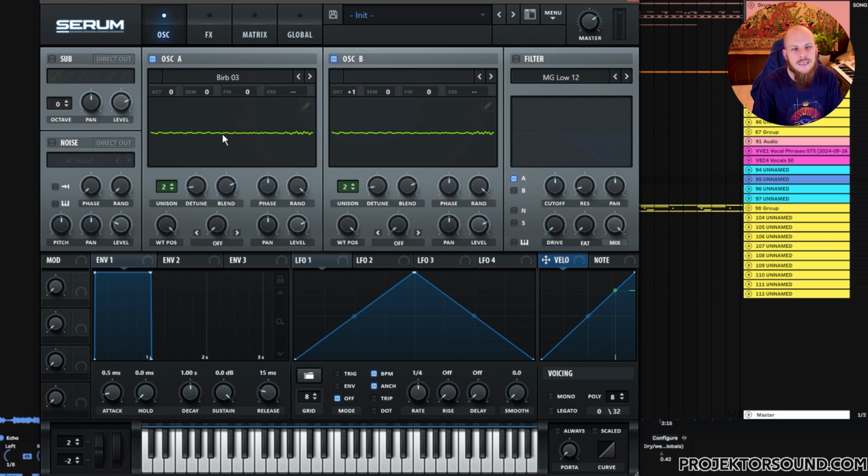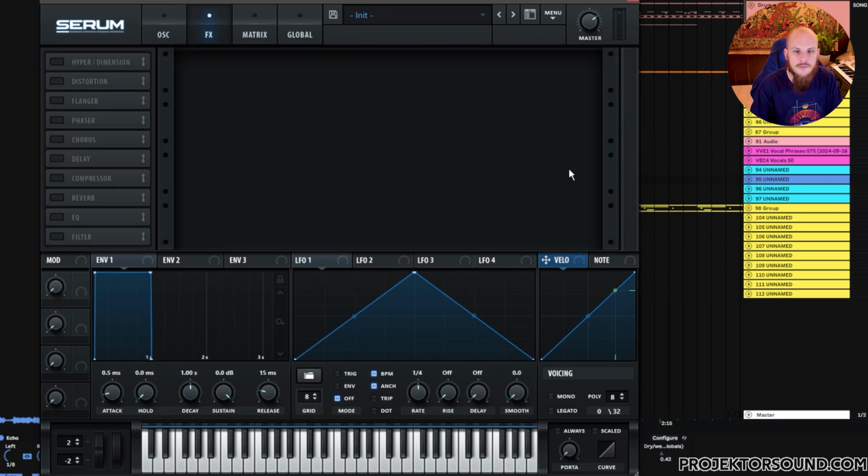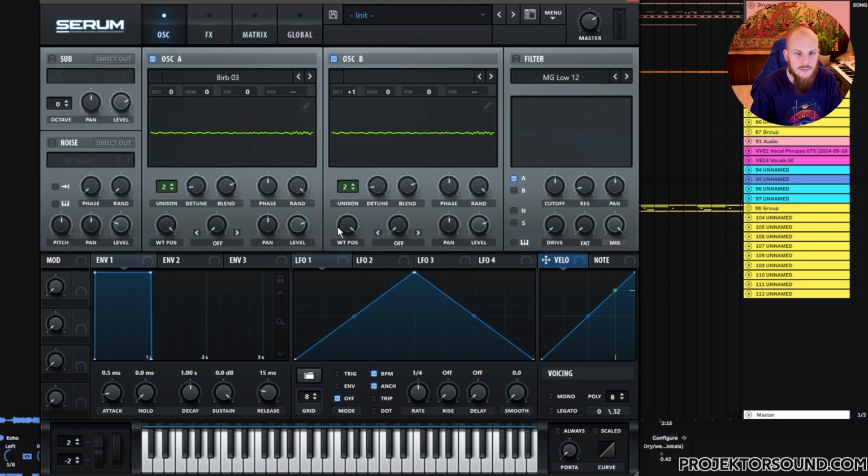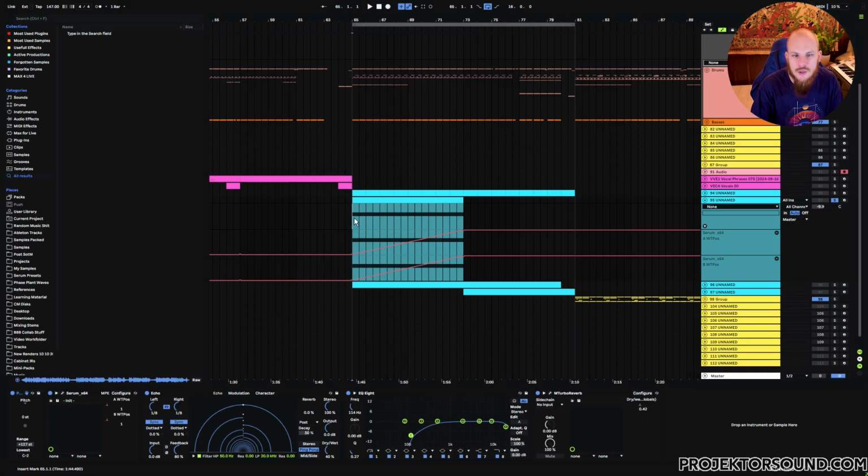Yeah, but this patch really is just the wavetable playing, and one of the interesting things that I am doing, however, is playing 2 octaves. You can see both of them also have 2 voices of unison and a little bit of detune. And then in terms of effects, you can see that there's nothing really there. We don't have any modulations in here because I'm just automating the wavetable position. So you can see that it's just going up over time.